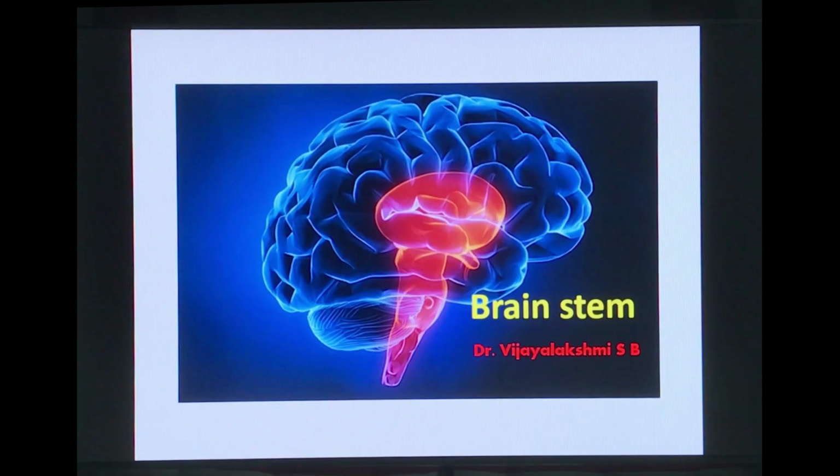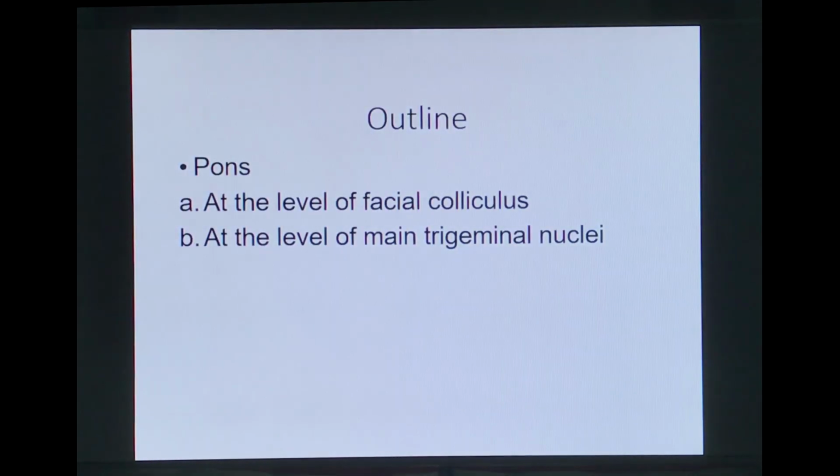Today's session will be the second part of neuroanatomy of brainstem. In my first part I had covered the external and internal features of medulla oblongata. In today's session I will be covering the external and internal features of pons. So let's learn about the features of pons.